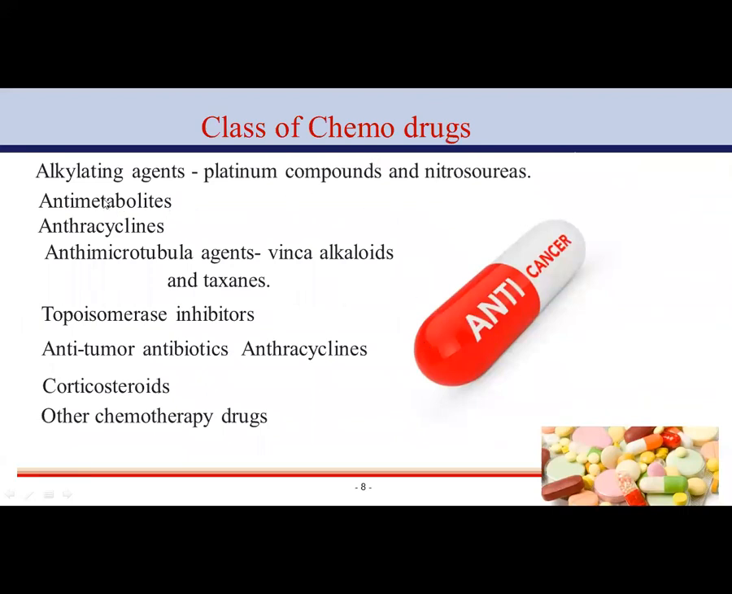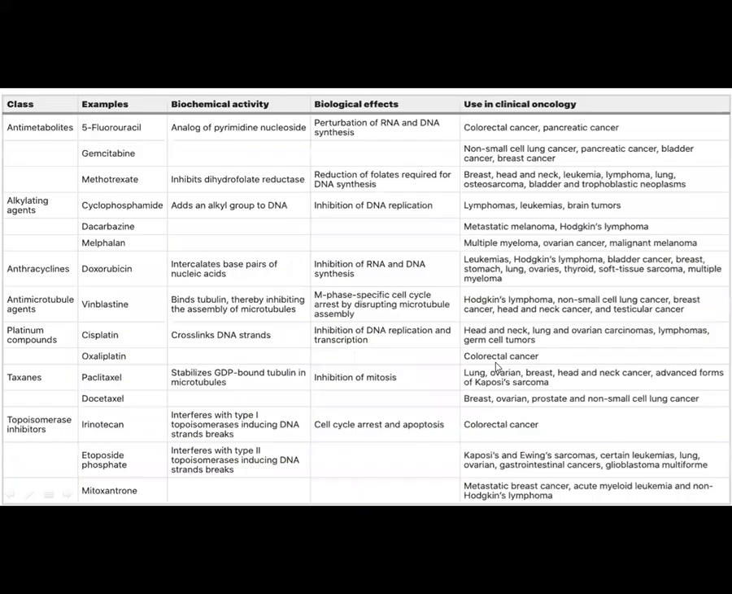Next, classes of chemo drugs: alkylating agents, platinum compounds and nitrosoureas, antimetabolites, anthracyclines, antimicrotubule agents, vinca alkaloids and taxanes, topoisomerase inhibitors, anti-tumor antibiotics, corticosteroids, and other chemotherapy drugs. Now these are the classes and examples, with biochemical activity and biological effects of different types of drugs.